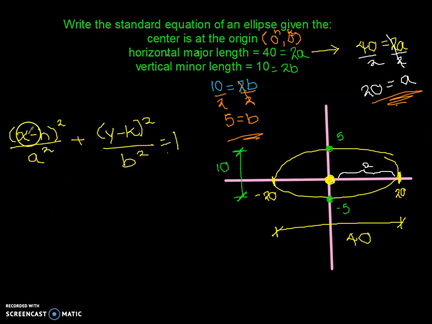So filling in the values, if I replace the h and k with 0, x minus 0 is x, so I'm just going to write x squared, and y minus 0 is also y, so I'll just write y squared. a squared, well, a is 20, so 20 squared, and b is 5, so 5 squared equals 1.